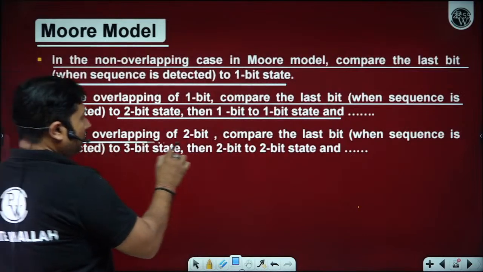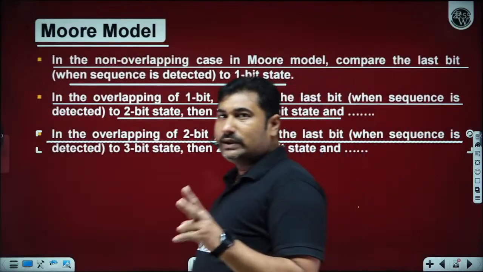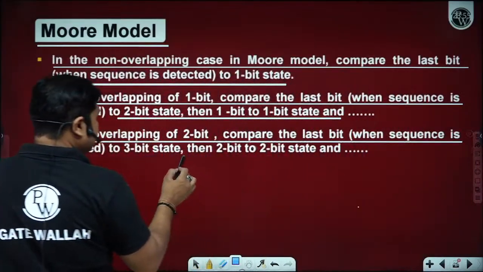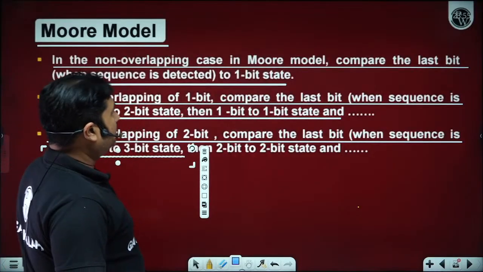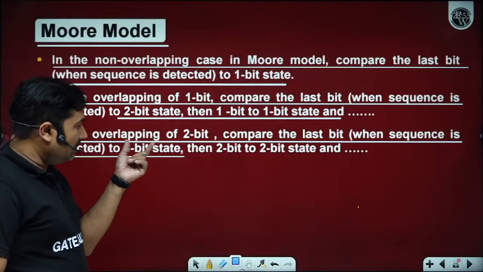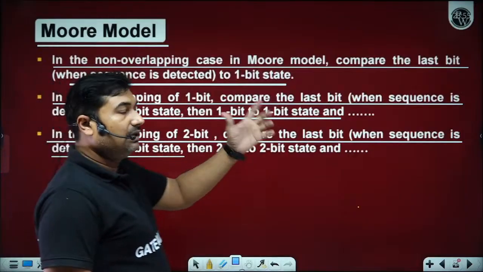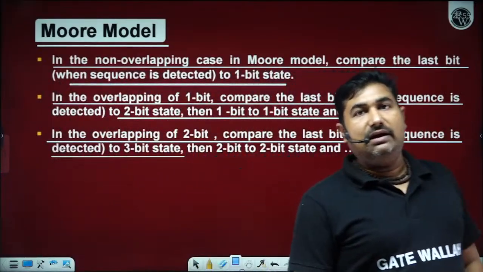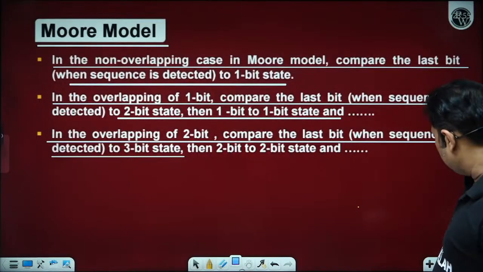In case of 2-bit overlapping, compare the last 2 bits with the 2-bit state, the 3-bit state. Compare the last 2 bits with the 3-bit state. Is it okay? If it matches, your state diagram ends with this 3-bit state. Otherwise, go back to the 2-bit state and 1-bit state and so on. So let's try to understand the Moore model as well.